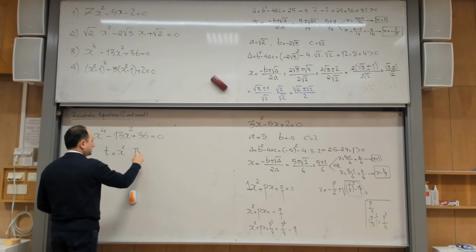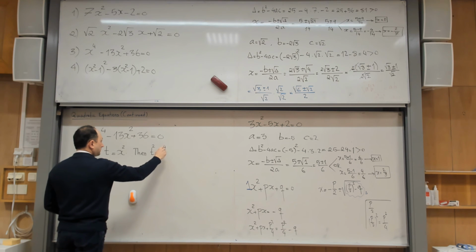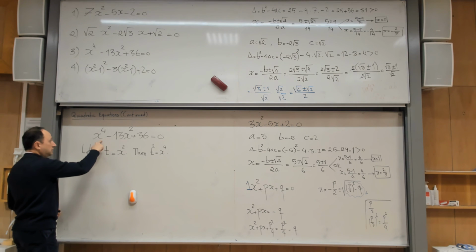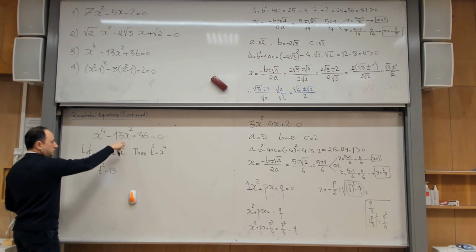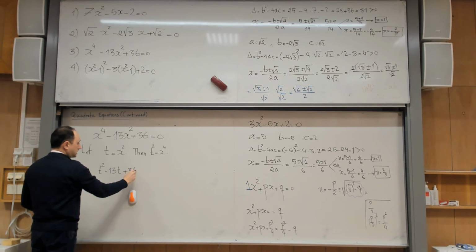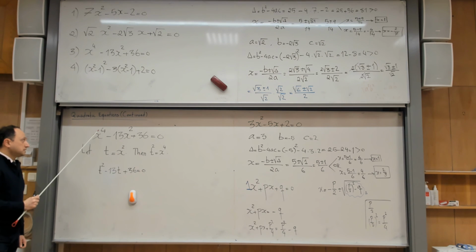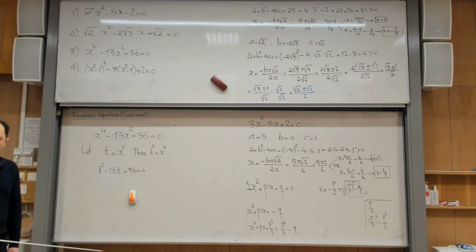Then t squared becomes x to the 4. Okay? And then when I go back in this equation, instead of x to the 4, I can write t squared minus 13. Instead of x squared, I can write t. And instead of 36, I just write 36. And this is better. Because the equation I started with is a 4th degree equation. The equation I am left with is a 2nd degree equation. And I can solve it, yes?